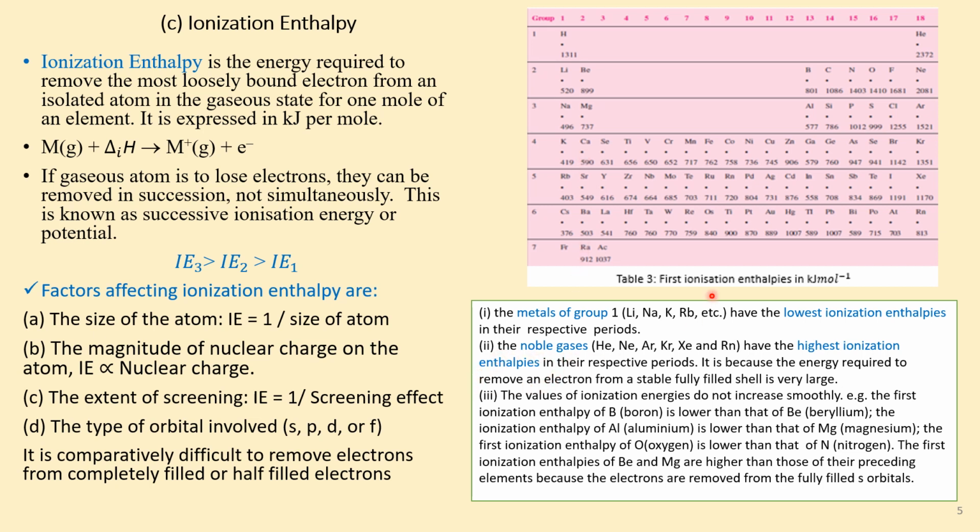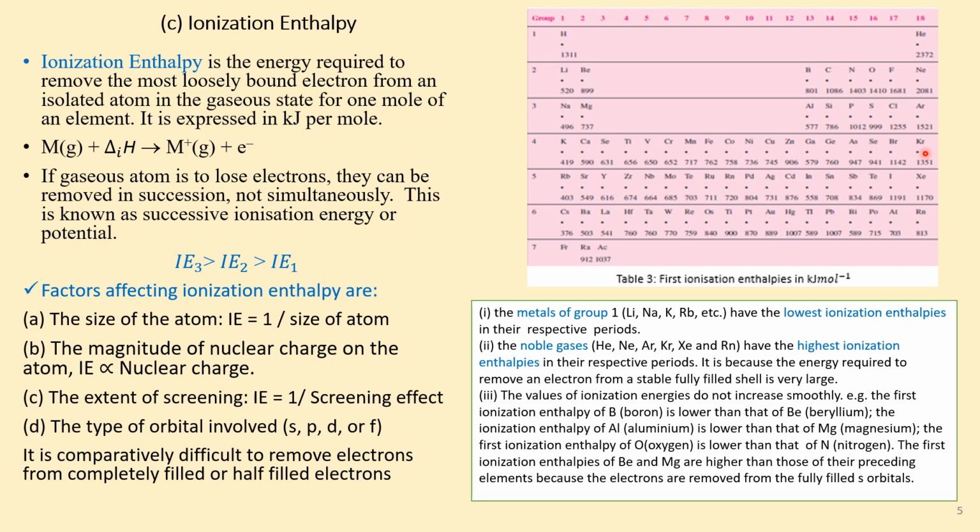Point number 2 is the noble gases, listed in group 18: helium, neon, argon, etc., have the highest ionization enthalpies. So lowest is in group 1 and highest is in group number 18. It is because the energy required to remove an electron from a stable fully filled shell is very large. That is, to remove electrons from any of the elements in this group is very large.